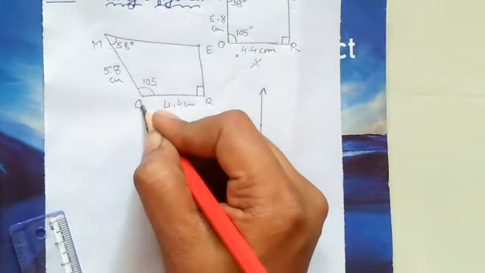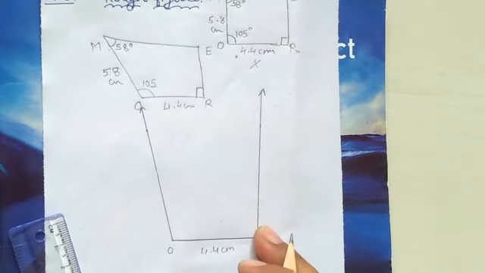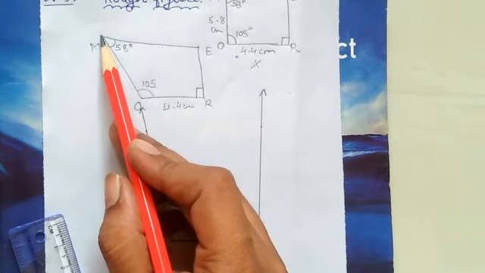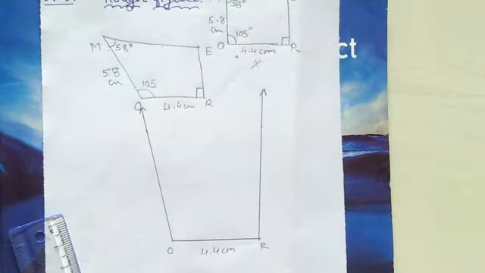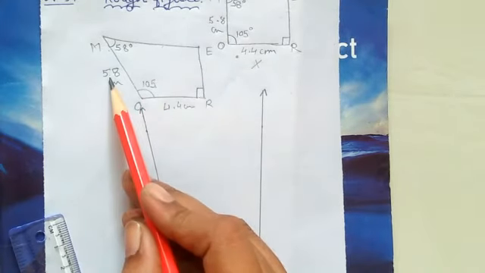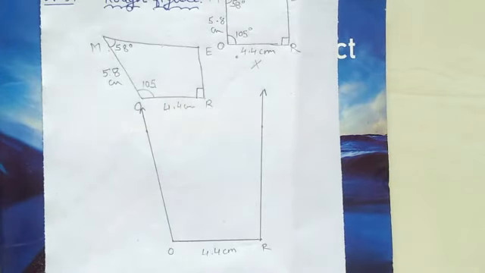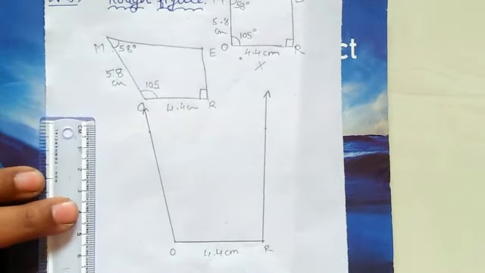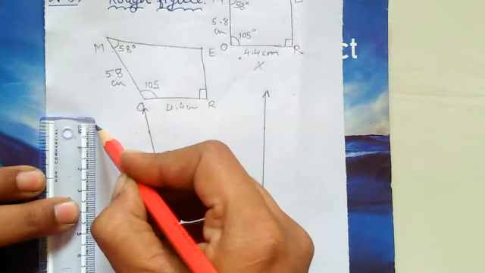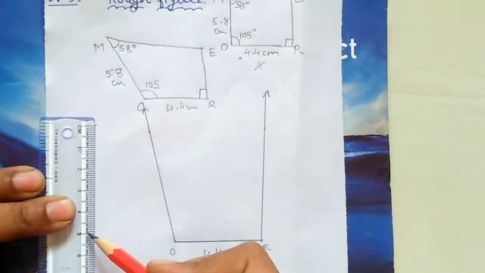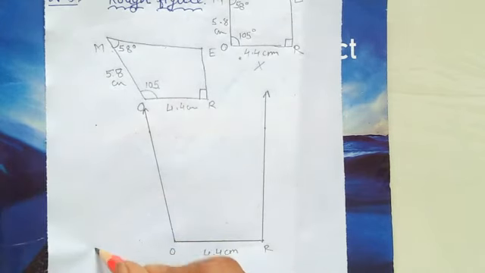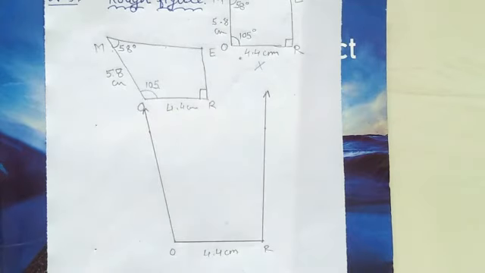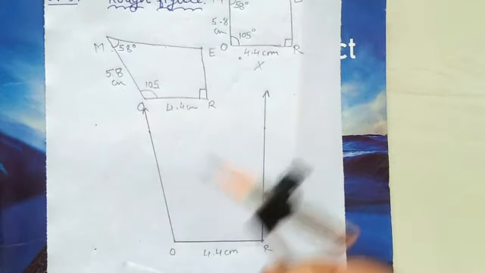Now students, these are the two lines, but we are not getting the exact position of M and E from this. So for that, what do we have to do? We have to take the measurement of 5.8 centimeter, like this way. Starting point 3, 4, 5, 5.5, 6, 7, 8. So this is the measurement of 5.8 centimeter, which we have to count.